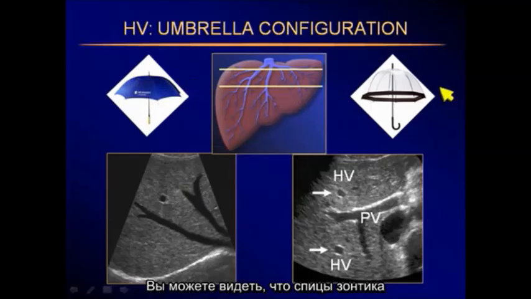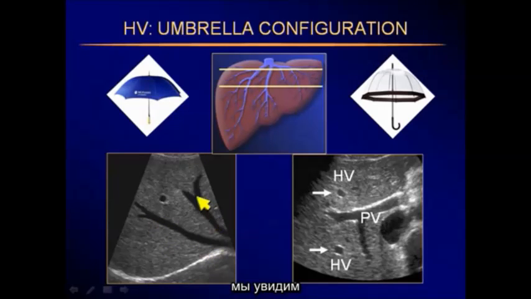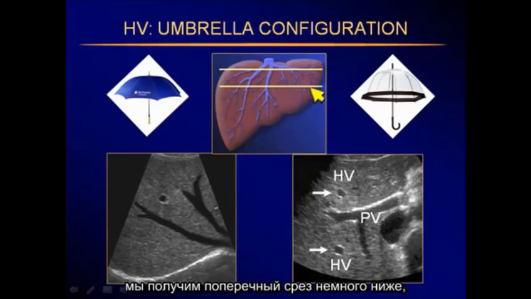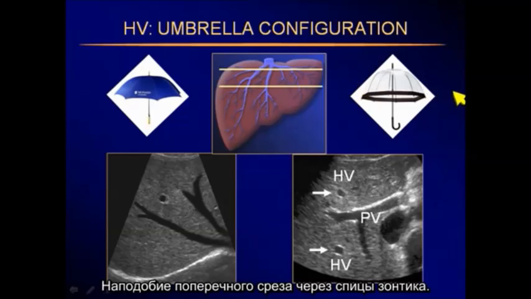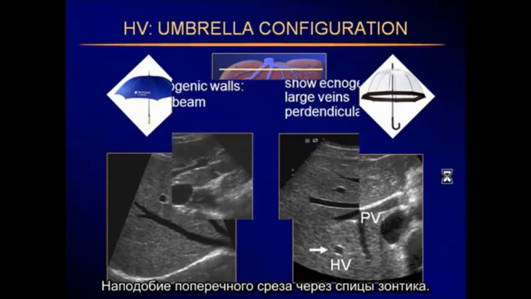You can see that the spokes of the umbrella come together at the top, which is here. So if we take a slice through the very superior portions of the liver, we can see longitudinal orientation of the hepatic veins. Now, as the veins drop down and we take a transverse section lower, these veins will be cut and look like circles. So here is the middle hepatic vein, and here is the right hepatic vein, showing us lower in the liver as a cross-sectional configuration, which we would be doing through the spokes of the umbrella.